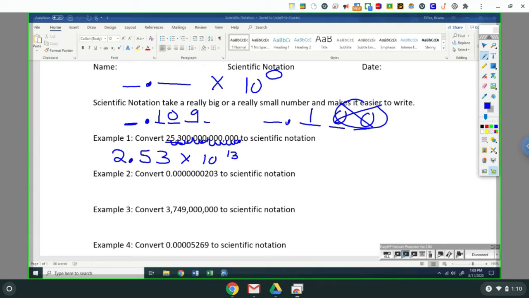Let me make this a little bit clearer. My scientific notation for example 1 is 2.53 times 10 to the 13th power. All right, so I just did example 1. Go try and do example 2. Please pause the video and try example 3.